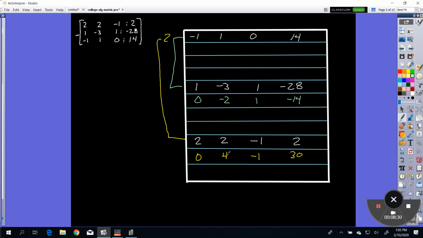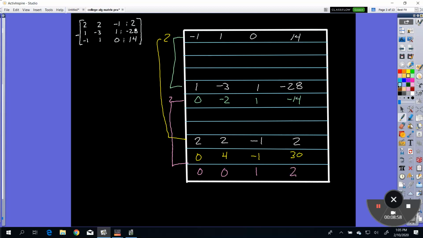So now I want this 4 to disappear. So I'm going to take this row, add it to this row, but I need to multiply all this by 2. So 0 and 0 make 0. 2 times negative 2 is negative 4, plus 4 is 0. 2 times 1 is 2, minus 1 is 1. 2 times negative 14 is negative 28, plus 30 is 2.